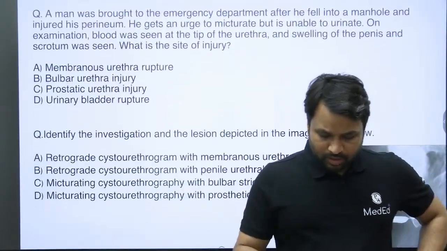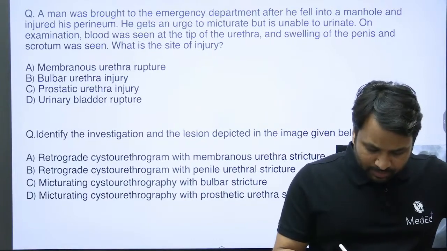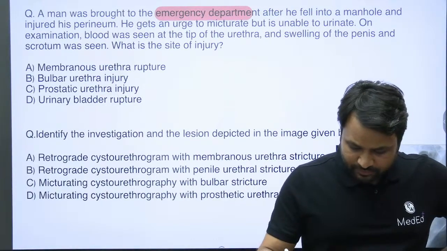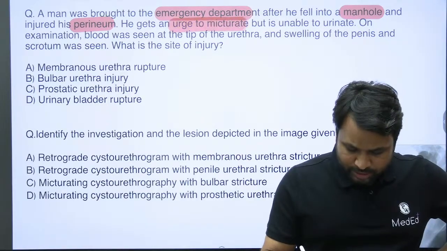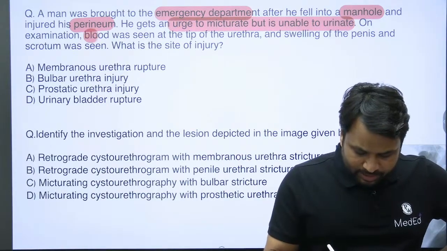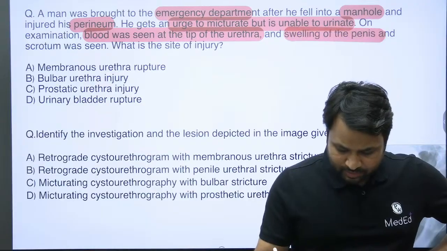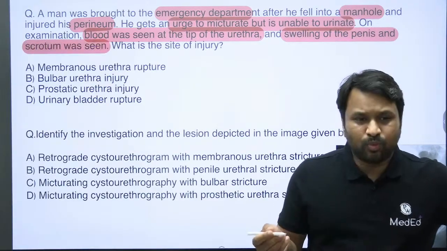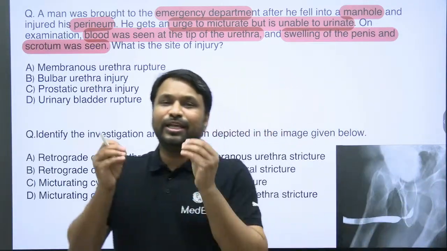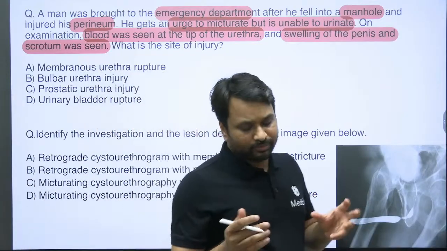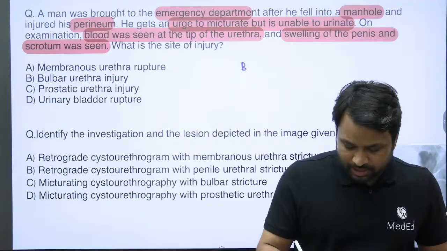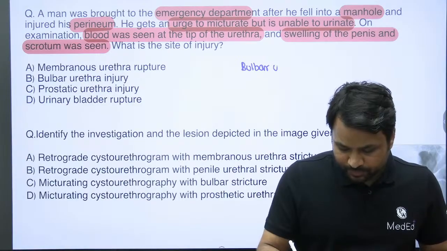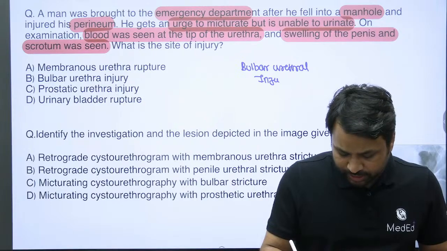So next you have the next question. A man was brought to the emergency department after he fell into a manhole and injured his perineum. He gets the urge to micturate but is unable to urinate. On examination, blood was seen at the tip of the urethra and swelling of the penis and the scrotum was seen. See, if the urine is collected in the scrotum and the penis, the answer is going to be bulbar urethral injury.